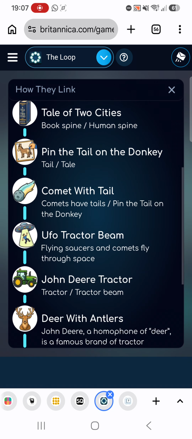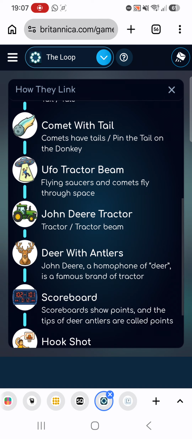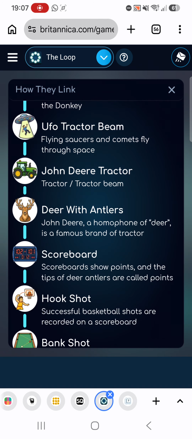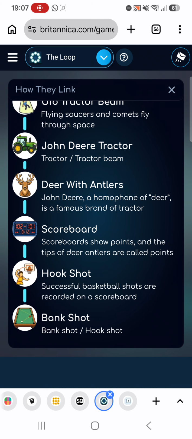Comets have tails, yep, we said that. The tractor beam from space, the tractor beam. The deer has antlers, and it's specifically a John Deere tractor. How on earth we were meant to work that out, I've got no idea. Scoreboards show points, and the tips of deer antlers are called points. I mean, that's incredibly tenuous as well. It's a basketball shot, and it was recorded on a scoreboard, fair enough, and then they're both just shots.